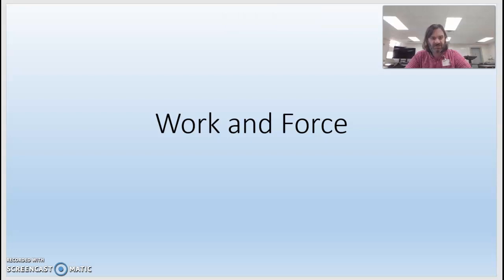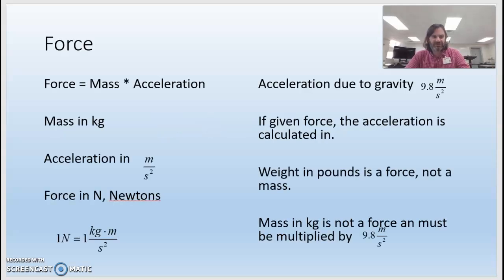Hey, we're going to talk about work and force. So, first let's talk a little bit about force. Some things you may have heard before. Force is mass times acceleration. F equals ma.